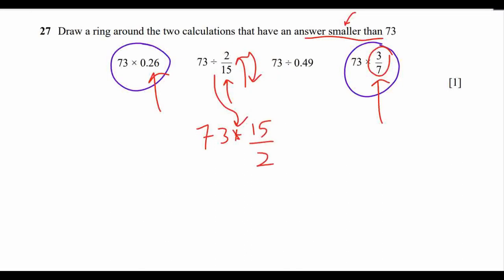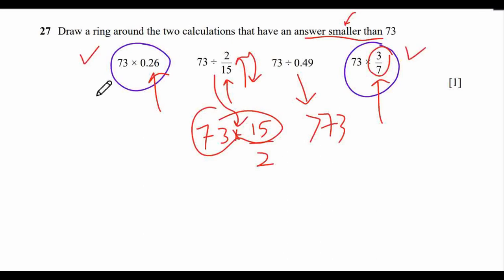Now we have 73 times 15 over 2, which is definitely greater than 73. The same applies to this one. When we divide by a number smaller than 1, the answer will be greater than the number itself. Alright, so that will be how we got these two answers.